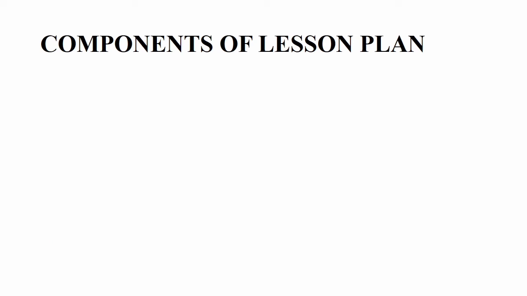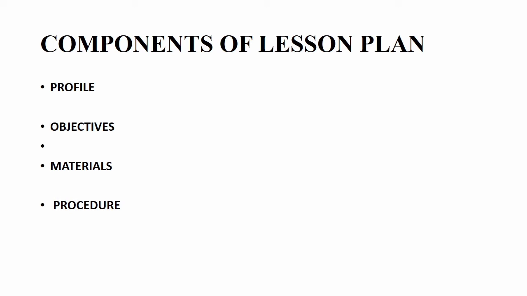Now, what are the basic components of the lesson plan? The first main component is the profile, where we see the subjects and the unit; in the next slides we will discuss the profile in detail. Then the objectives, especially general and specific objectives. Then the material, especially technology and other stuff like the textbook. Then the procedure: how you implement your lesson plan in action and achieve your particular task.